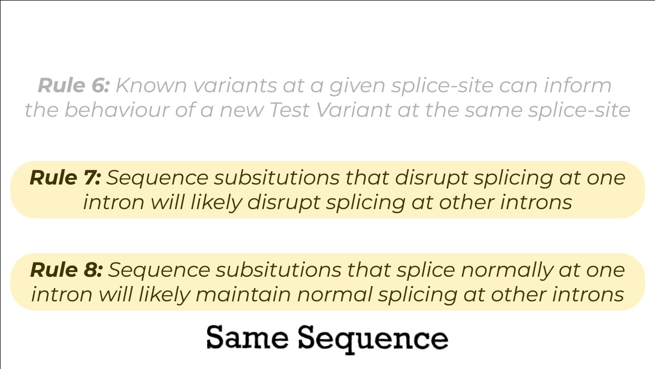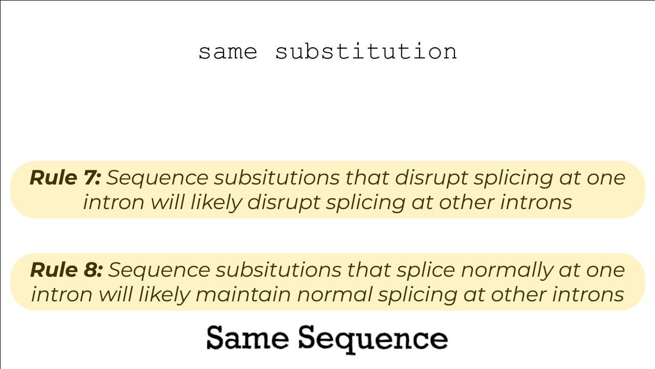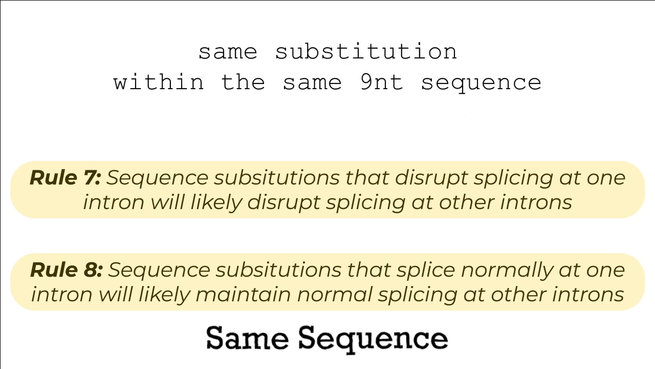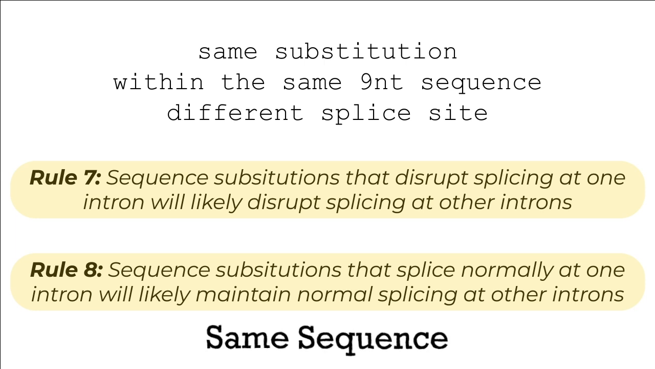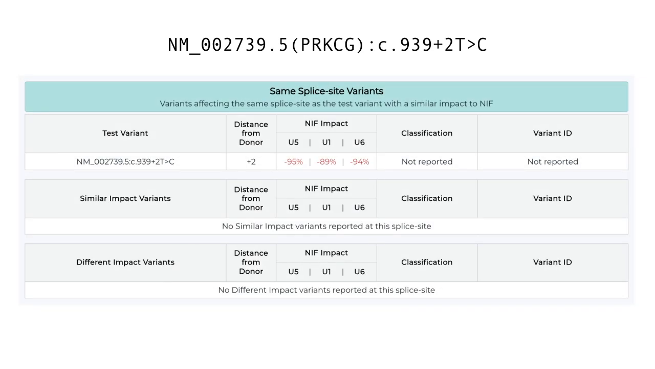Same sequence variants are those making the same substitution in the same 9 nucleotide sequence, but at a different splice site. Let's use this PRKCG intron 13 plus 2 variant as an example. This variant has no similar impact variants reported in the same splice site.